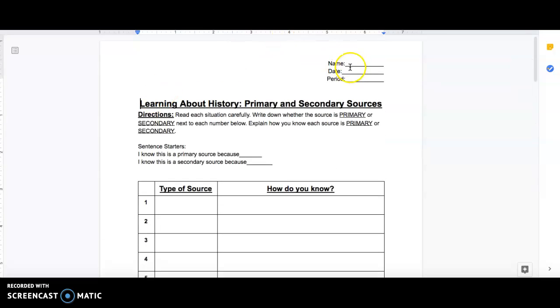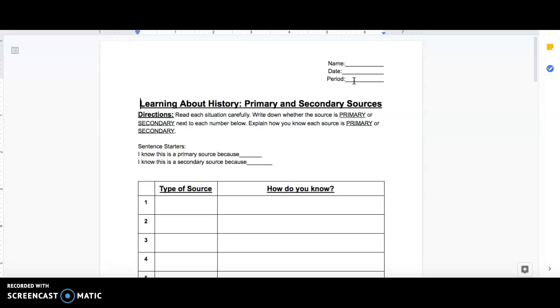So first things first, right? You want to put your name, the date, and the period so you get credit for your work when you submit it back into Schoology. The title is Learning About History, Primary and Secondary Sources. Underneath the title, we have the directions.